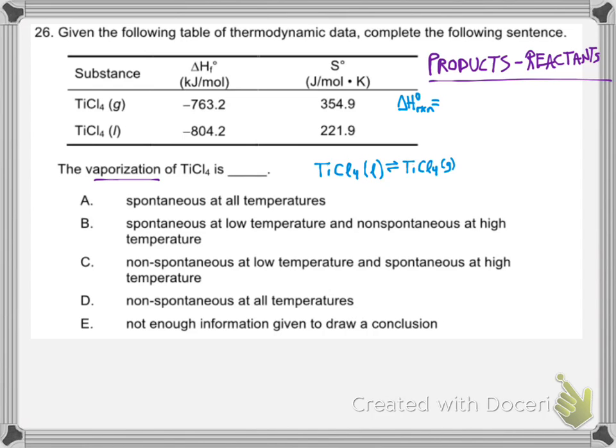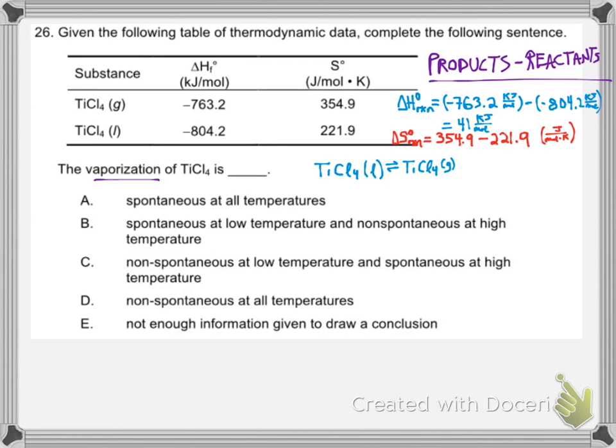So vaporization is the process where something goes from its liquid state to its gaseous state. So we can use the products minus reactants rule to figure out what the enthalpy and entropy changes are associated with the vaporization of TiCl4. So here we have our setup for the products minus reactants rule. So this ends up being positive 41 kilojoules per mole. As with any vaporization process, this is an endothermic reaction. It needs to absorb heat to do this.